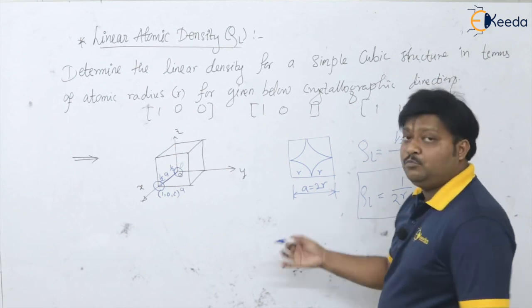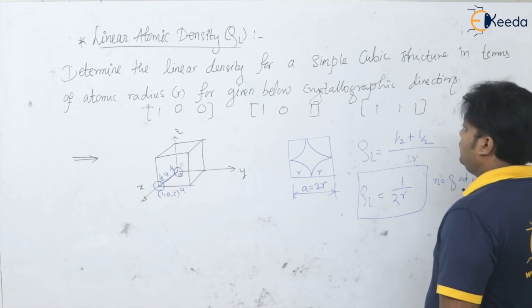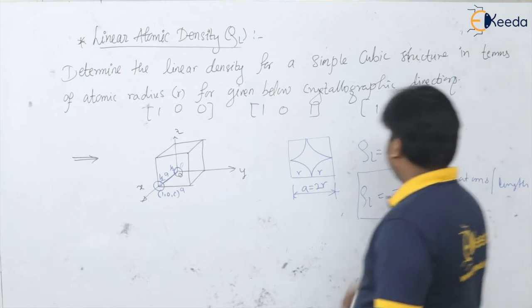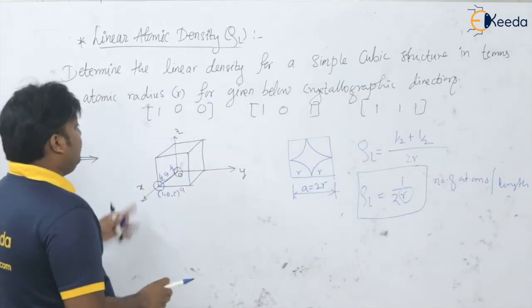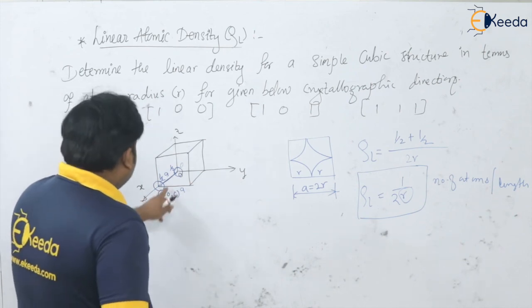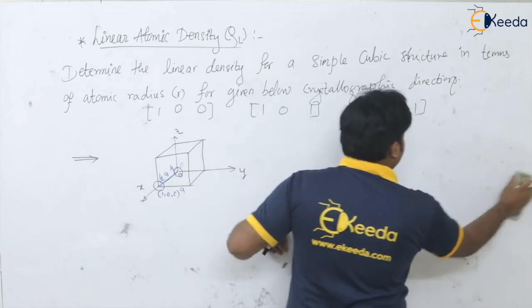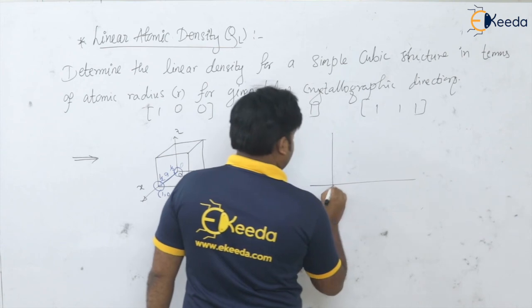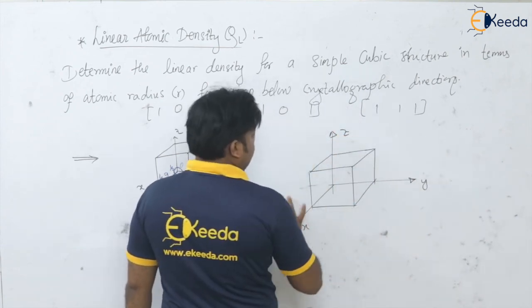That is the number of atoms per unit length, here in terms of radius we are writing. Very easy. So this plane is done and this direction 100 is done. Now take the next direction 101, where it is, let us see, y, z, this is x, this is the origin here.